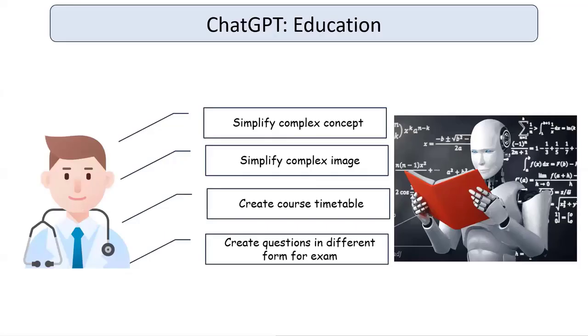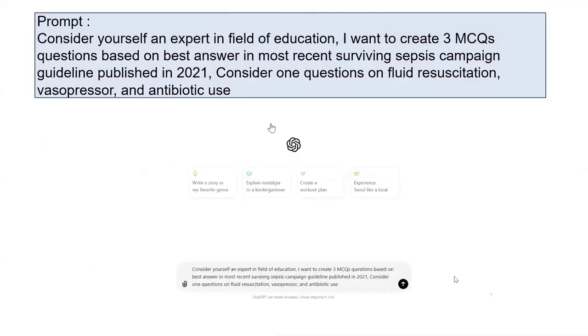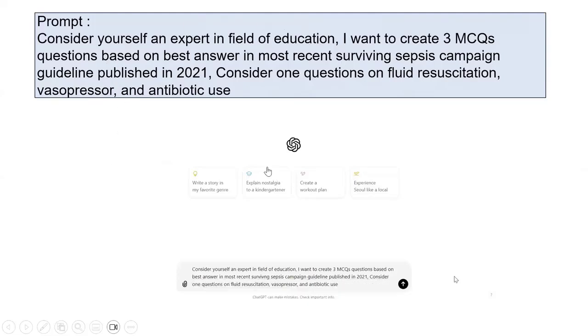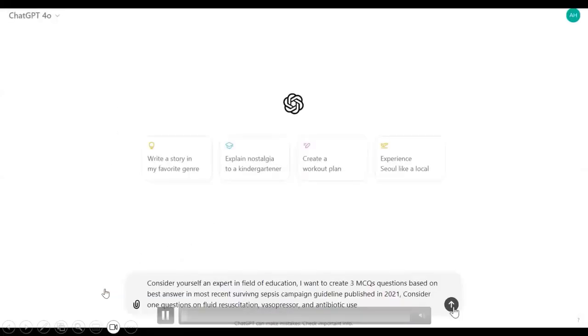The second thing, we can create questions in different forms for exams. For example, consider yourself an expert in the field of education. I want to create 3 MCQs based on the best answer in the most recent Surviving Sepsis Campaign guideline. Consider 1 question on fluid resuscitation, and 1 question on vasopressor and antibiotic use. So I asked ChatGPT to create 3 MCQ questions.